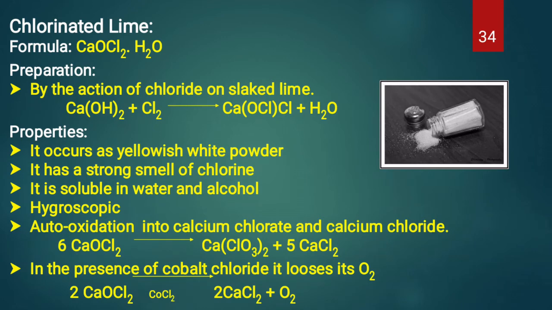Properties. Chlorinated lime occurs as yellowish white powder. It has a strong smell of chlorine. It is insoluble in water and alcohol. It is hygroscopic in nature. Chlorinated lime or bleaching powder undergoes auto-oxidation into calcium chlorate and calcium chloride. In the presence of cobalt chloride, chlorinated lime loses its oxygen to form calcium chloride and oxygen.